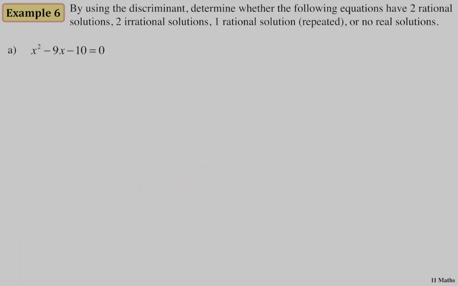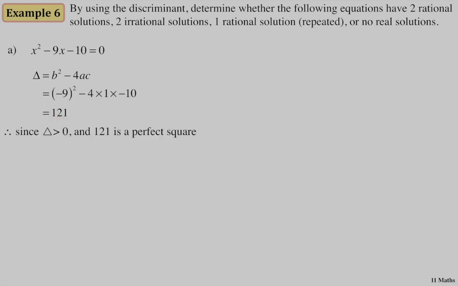Let's have a look at example 6. Let's use a discriminant to determine whether the following equations have got 2 rational or irrational solutions, or one solution or no solution. So let's look at the discriminant. We know a is 1, b is minus 9, c is minus 10. We use our formula and we get a discriminant of 121. Now because it's positive, I know there's 2 answers. Can you take the square root of 121? Yes, you can. So we can actually say because the discriminant's positive and because 121 is a perfect square, there are 2 rational solutions.